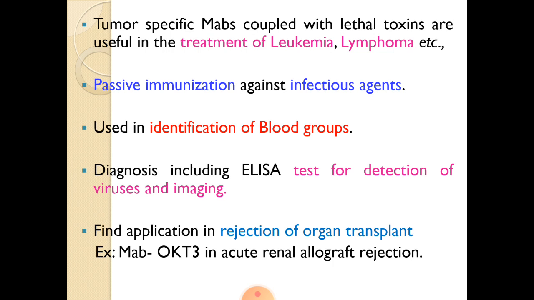Tumor-specific MAbs coupled with lethal toxins are useful in the treatment of leukemia, lymphoma, etc. Then they find use for passive immunization against infectious agents. They are used in identification of blood groups. They are used in diagnosis, including ELISA test for the detection of viruses and imaging. They find application in rejection of organ transplant, for example, muromonab-CD3 in acute renal allograft rejection.